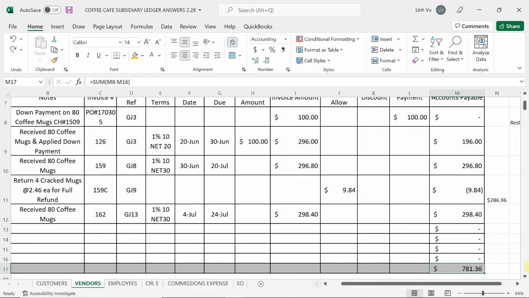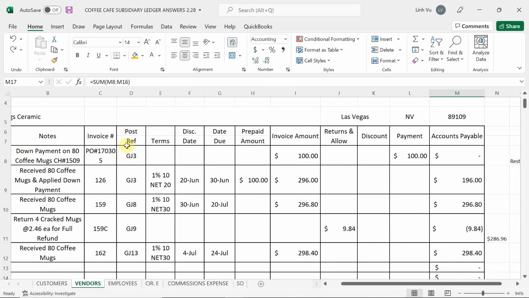Okay, so how many bills do we have with All Things Ceramics? We have 3, right? Let's take a look at due dates. At the end of the month, we still have to make a payment because it says here that on June 30th, we're going to have to pay for this bill anyways, regardless. Okay? And then the next one, we have until July 20th to pay, and then July 24th.